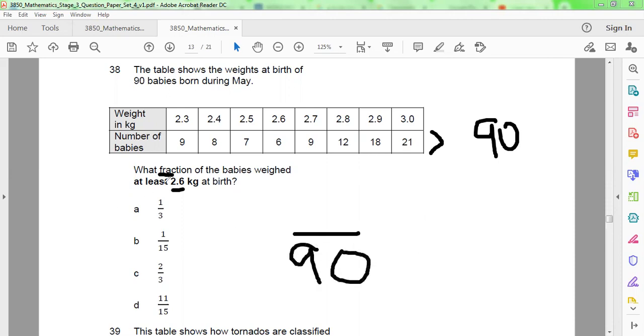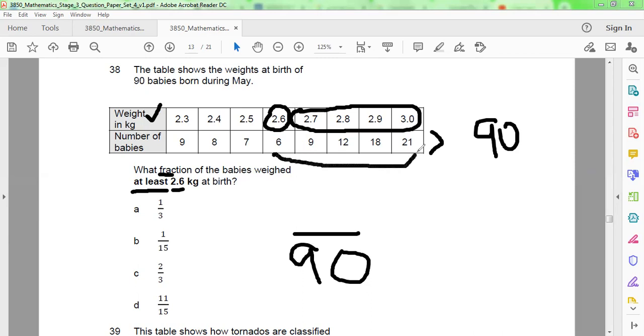But notice here it says what fraction of babies weigh at least. At least. What does at least mean? If I tell you that I have at least $3, that means that I have 3 or more. So 2.6 kilogram, this is the weight. So we start right here. So it's all these values here, at least 2.6. In terms of number of babies, we're going to add all these numbers.